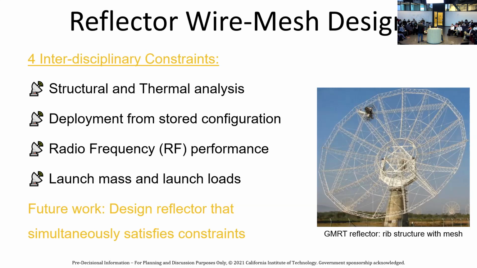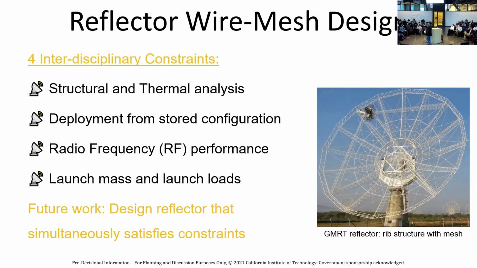Okay, so now the wire mesh, a kilometer-scale wire mesh, has to survive 4 interdisciplinary constraints. This is what we are actively working on right now, actually. It says future work, but we're actually doing it. We got recently funded by a NIAC Phase 2, for those of you who know what it is. Yeah, so we are actively working on this.